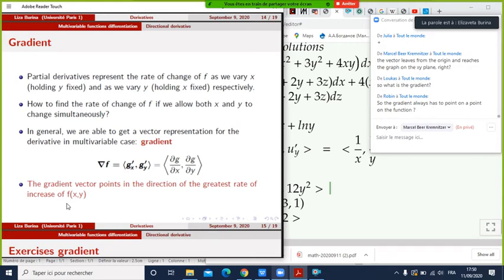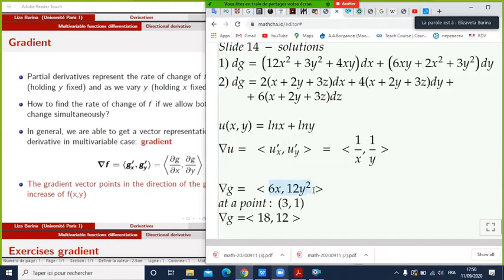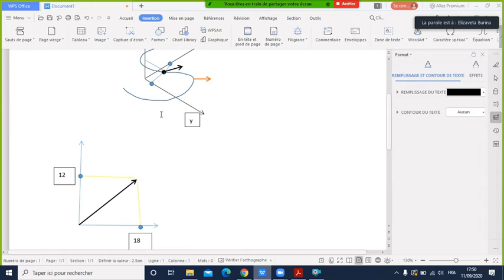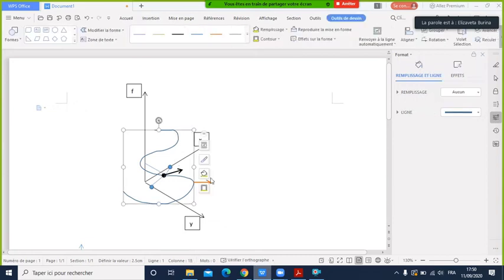We cannot actually draw this vector without knowing the initial point where we start, because without it you just end up with something like that, and it's cool, but it doesn't give you any idea, right? It makes sense because at every point the direction of the greatest rate of increase is different, so it really matters if we start from here, or from somewhere here, or from somewhere here.